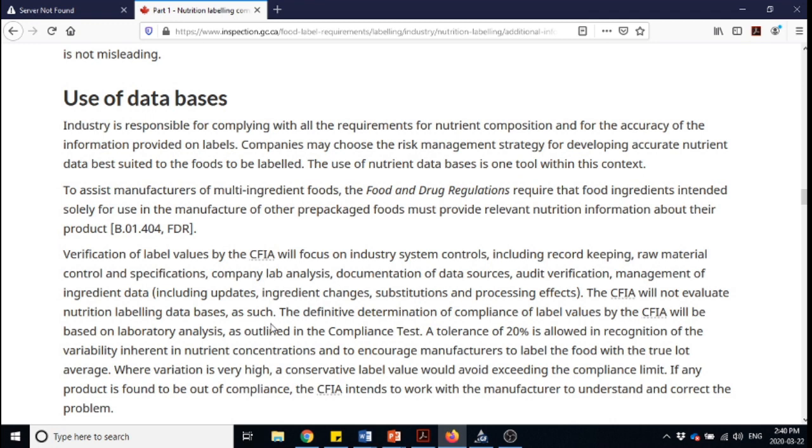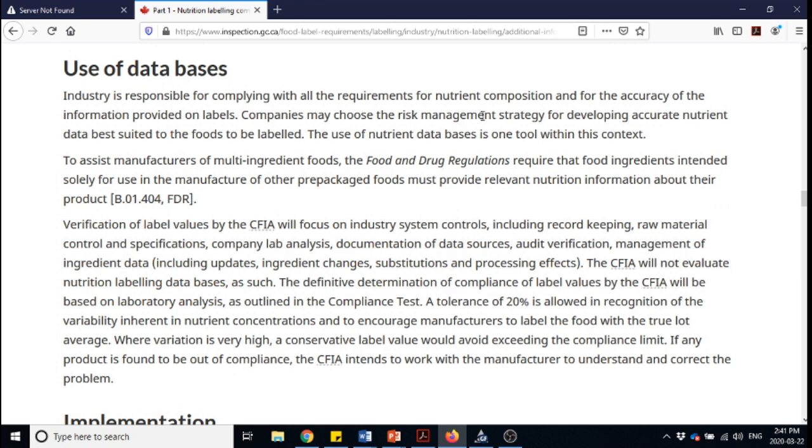But again, that verification is in place, and those tolerances of plus or minus 20% allows for the inherent variability that we see within the lot-to-lot variation of the inputs being used for our manufacturing. And it does allow for you to modify the label to be conservative, so that you're not going to be somehow out of compliance within your labeling.